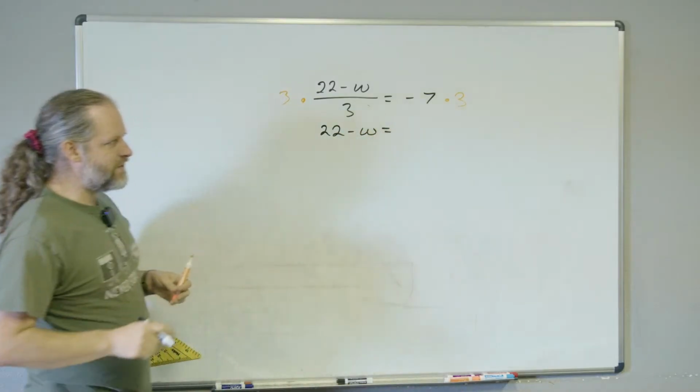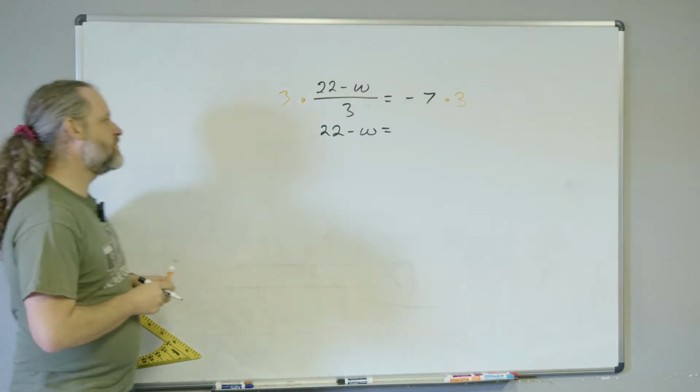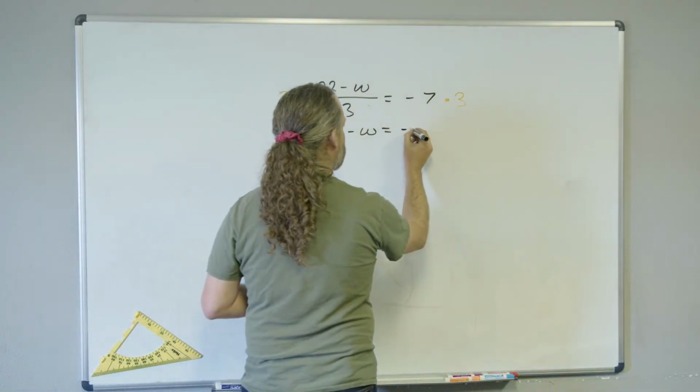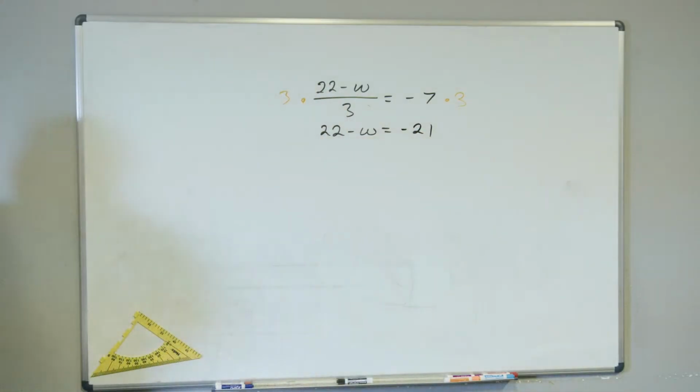What is negative 7 times 3? That's true. It is. What are we going to do now? Minus 22. We are going to subtract the 22.